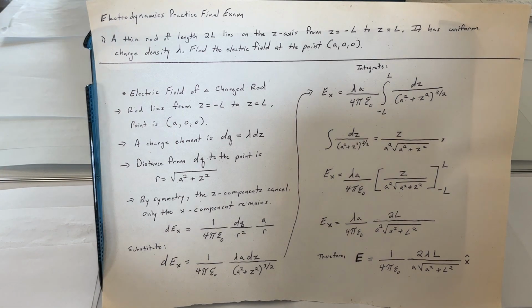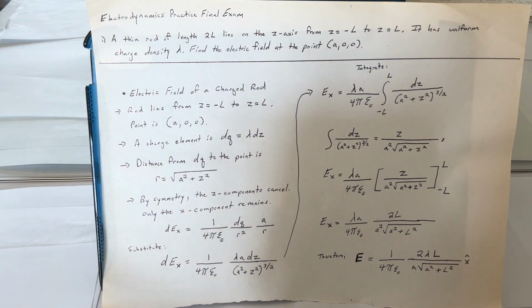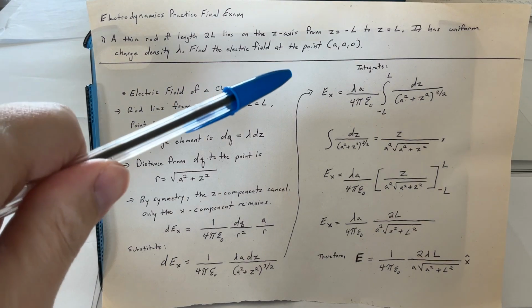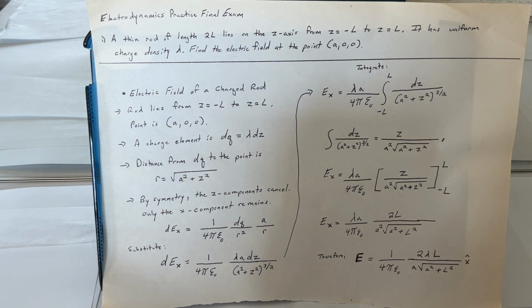Okay, so we have an electrodynamics practice final exam, so let's get right into it. Number one, a thin rod of length 2L lies on the z-axis from z equals negative L to z equals L. It has uniform charge density lambda. Find the electric field at the point A, 0, 0.